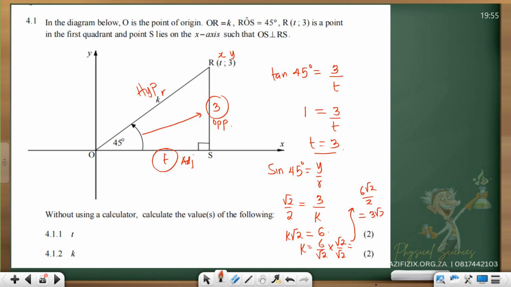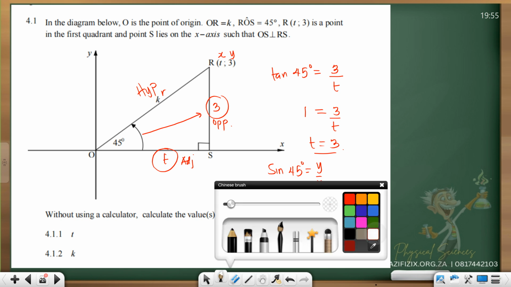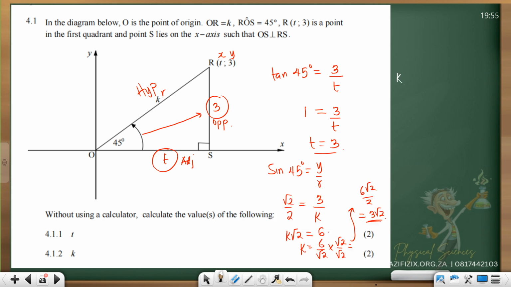6 root 2 over 2, and that will be 3 root 2. Or you can use Pythagoras, because now you have your t. Check. Now you have your t. So we can say k squared is 3 squared plus 3 squared. 9 plus 9, 18. K is root of 18, remember? 9 times 2. The square root of 9 is 3.